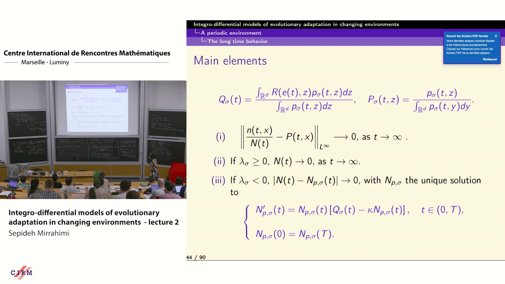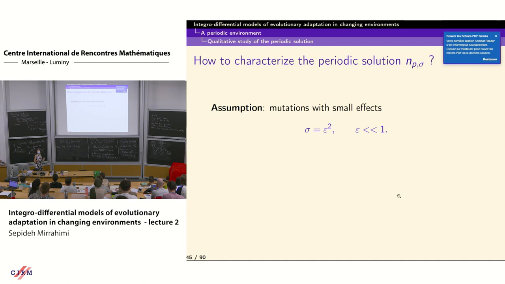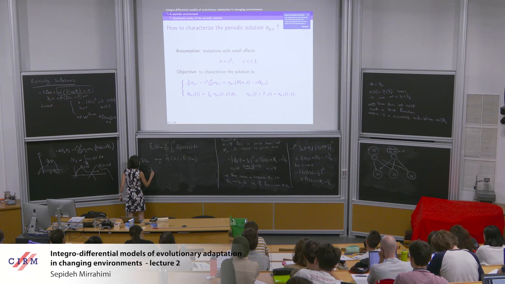So we know that if we wait for a long time, the solution would be periodic and it will solve the same equation. And then the question is again, how to describe and how to characterize this periodic solution. And because we cannot do it in a general context, we make some assumptions that the mutations have small effects. And we try to characterize the solution to this equation. So that I write here. So P is for periodic.